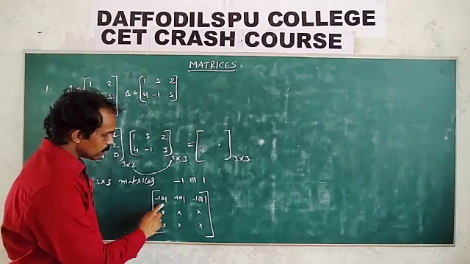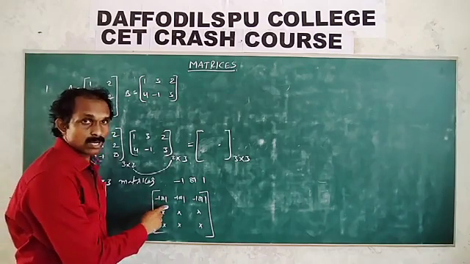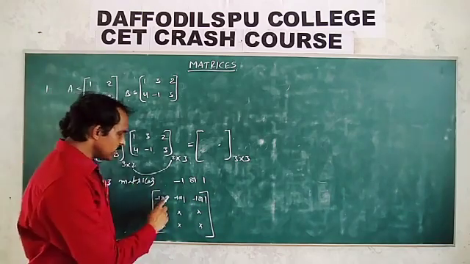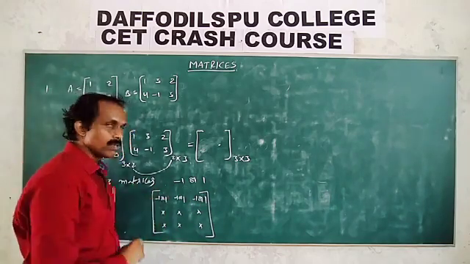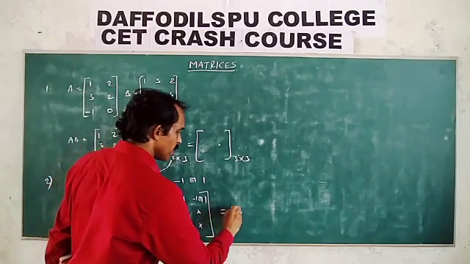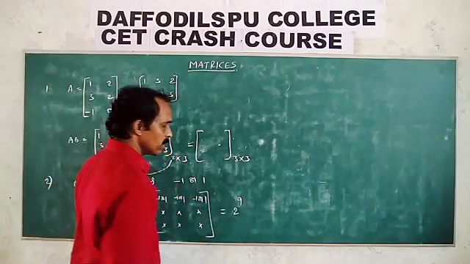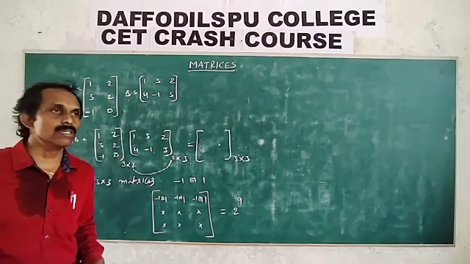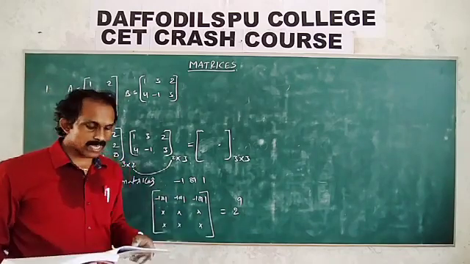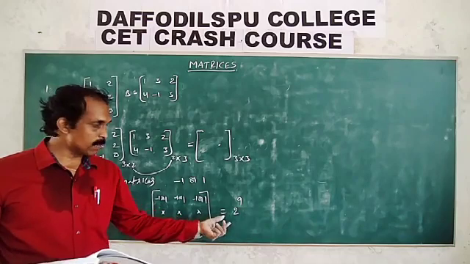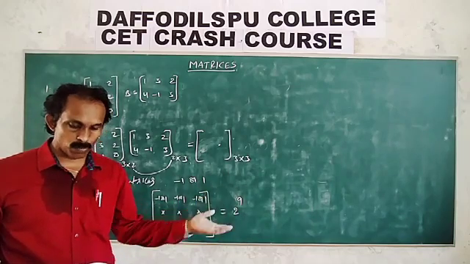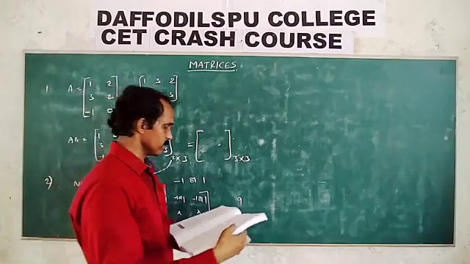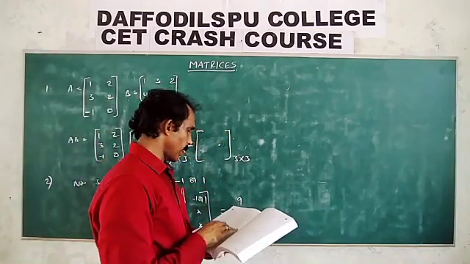Each element has 2 possibilities, -1 or 1. In total, how many elements? 9 elements. So each element has 2 ways, and the total number of matrices is 2 power 9. In terms of the options, it is the fourth option, 2 power 9. Right.